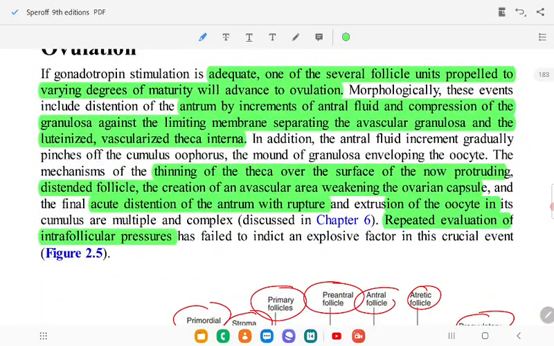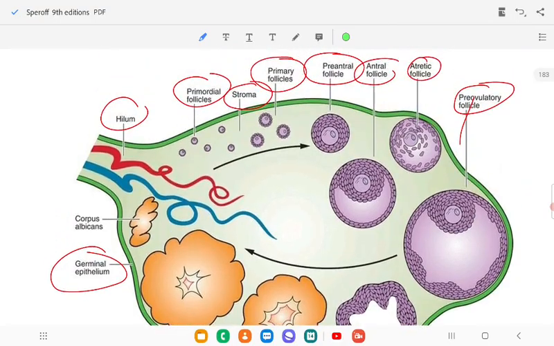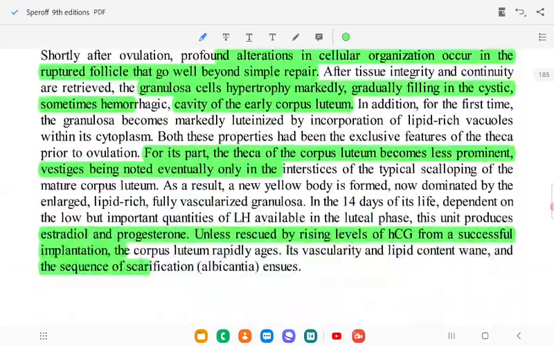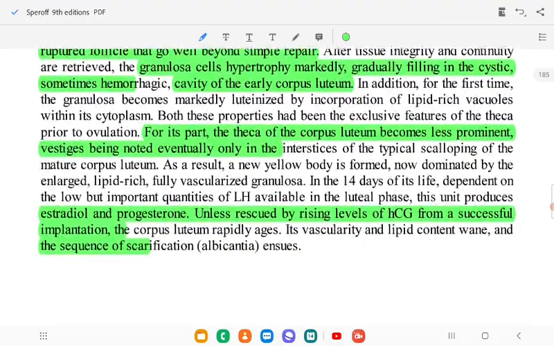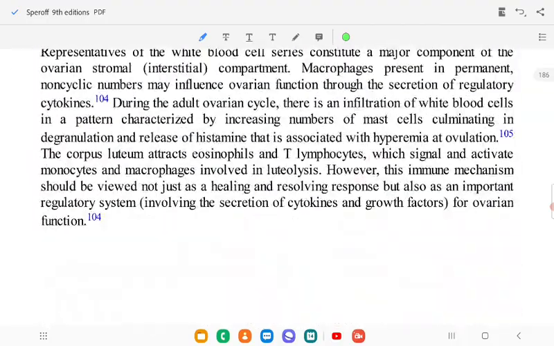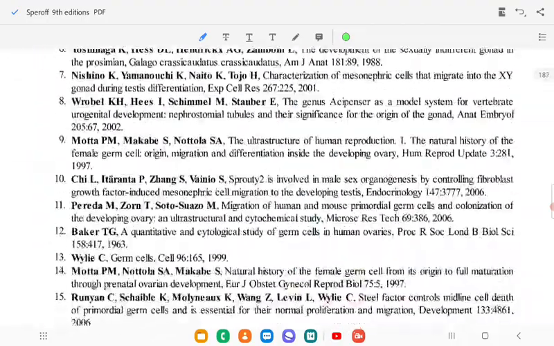Ovulation occurs. Okay, this is the primordial follicle in the stroma. Corpus luteum formation: if fertilization occurs, it will be supported by progesterone. If not, it will regress.